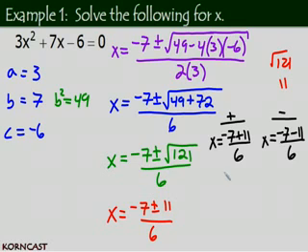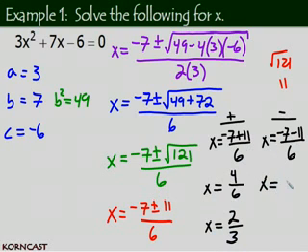Now, to simplify these two equations, we get x equals, well, negative 7 plus 11 is 4, divided by 6, which, simplifying that fraction, gives us x equals 2/3. Or, well, negative 7 minus 11 is negative 18, so that gives us x equals negative 18 over 6. Well, negative 18 divided by 6 is negative 3. So, finally, we get x equals negative 3. So the solution for this equation using the quadratic formula is x equals 2/3 or x equals negative 3.